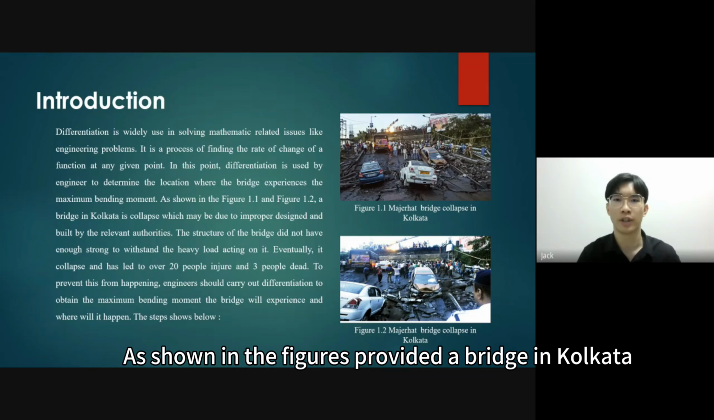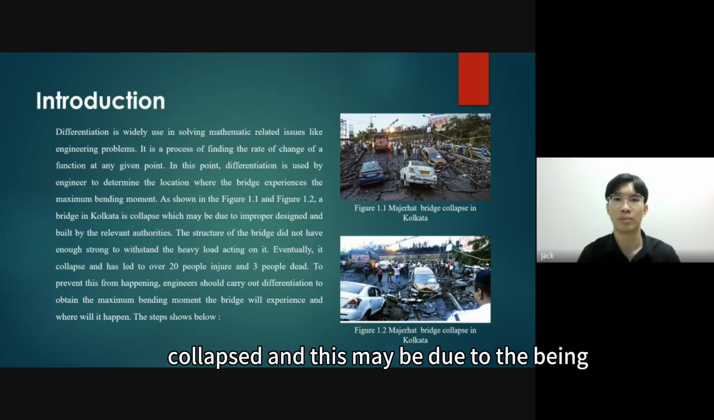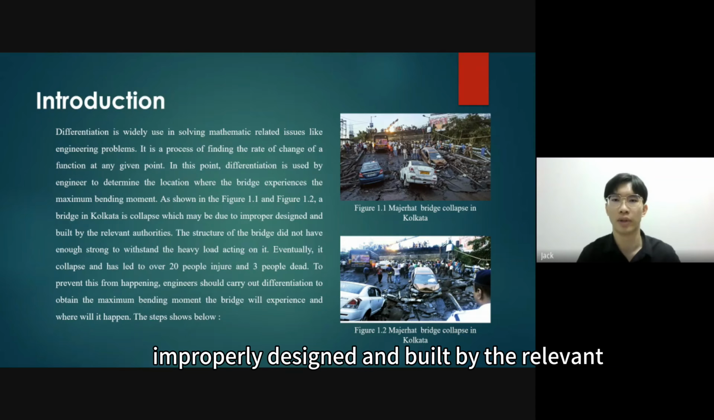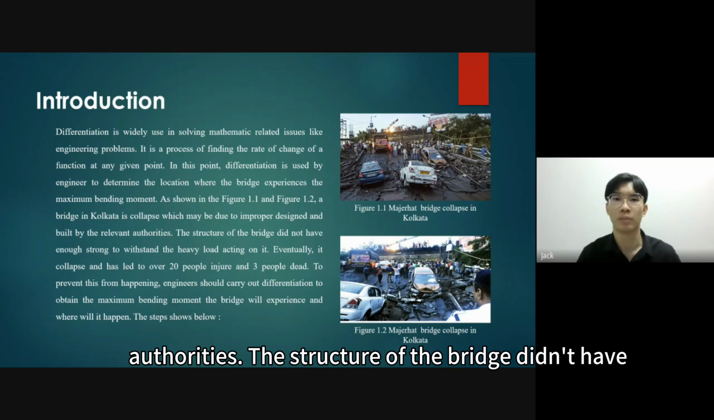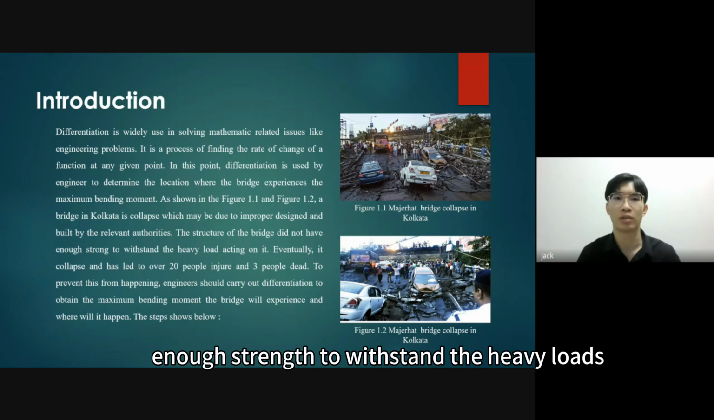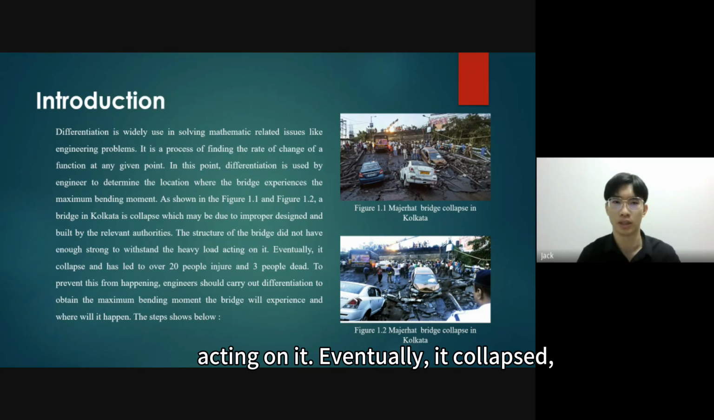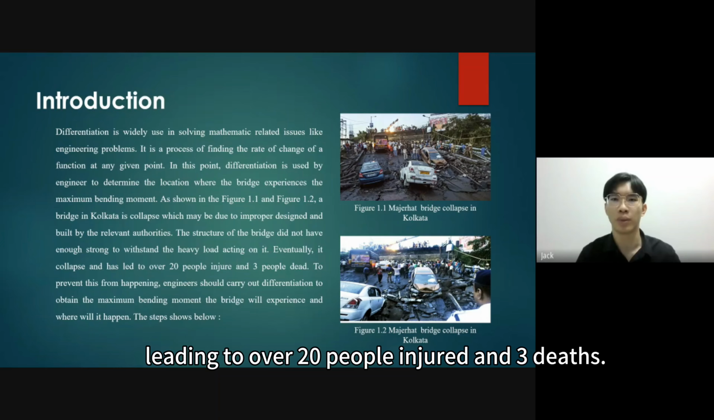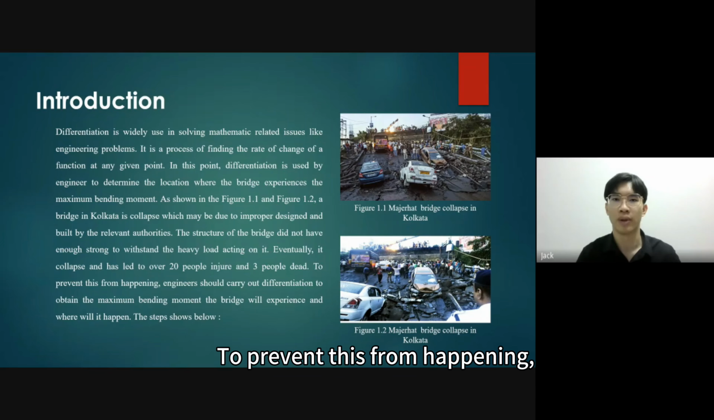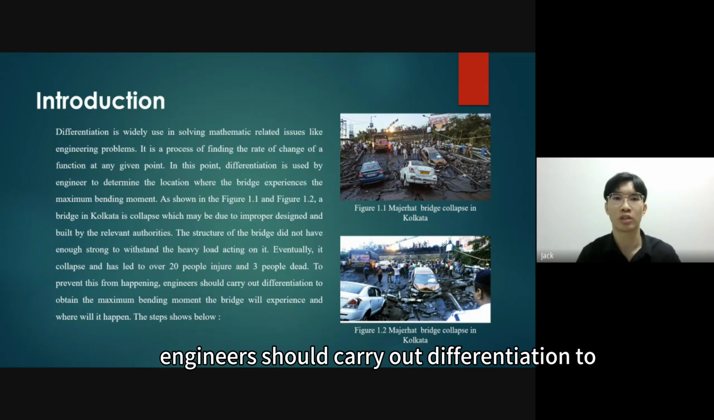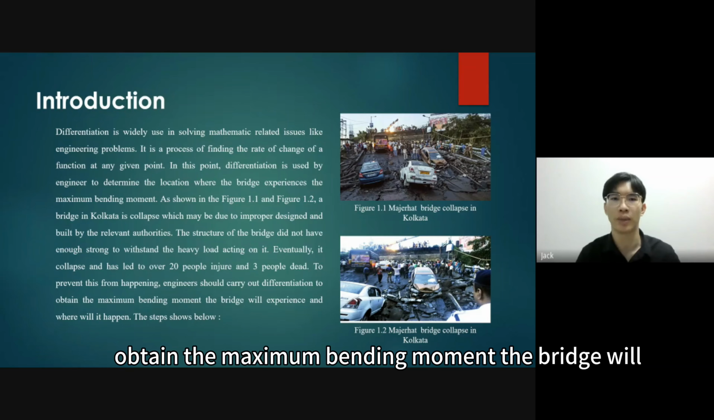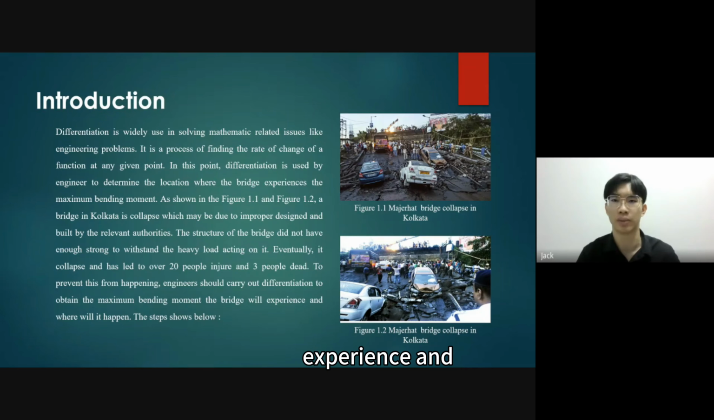As shown in the figures provided, a bridge in Kolkata collapsed, and this may be due to it being improperly designed and built by the relevant authorities. The structure of the bridge didn't have enough strength to withstand the heavy loads acting on it. Eventually, it collapsed, leading to over 20 people injured and 3 deaths. To prevent this from happening, engineers should carry out differentiation to obtain the maximum bending moment the bridge will experience and exactly where it will happen.